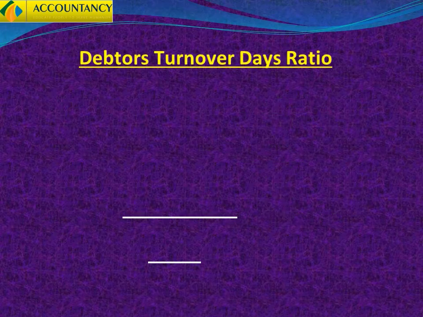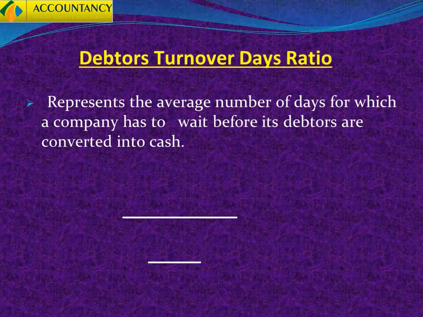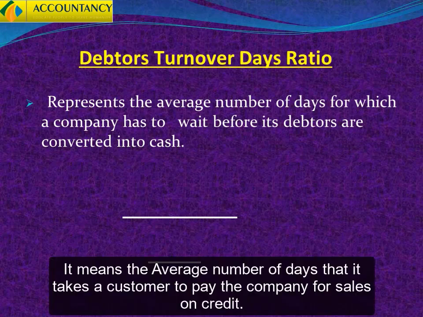Debtors turnover days ratio. Debtors turnover days ratio represents the average number of days for which a company has to wait before its debtors are converted into cash. It means the average number of days that it takes a customer to pay the company for sales on credit.